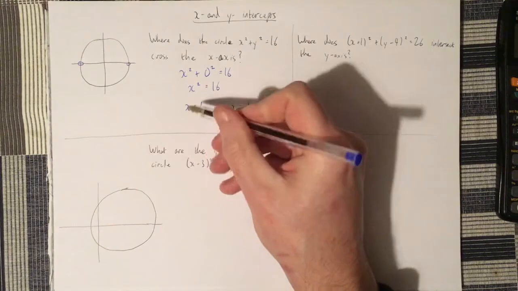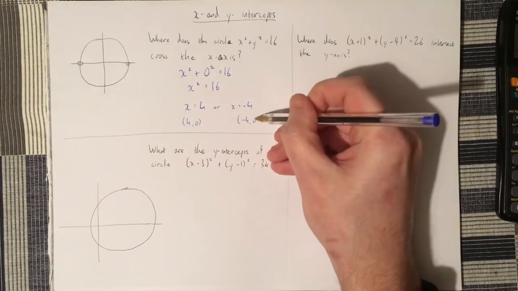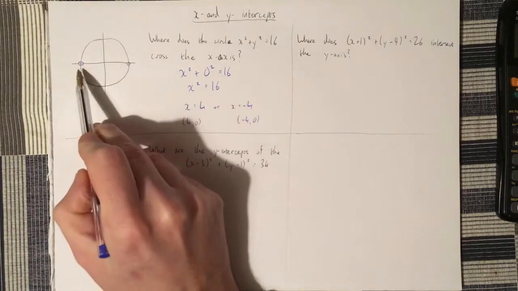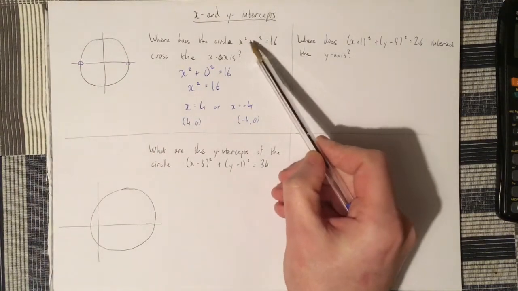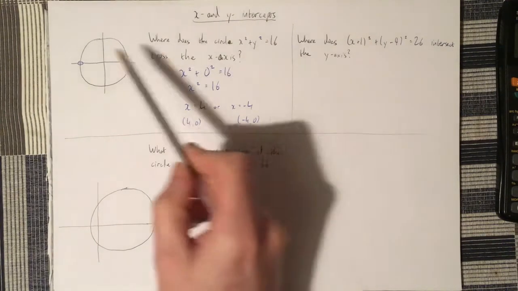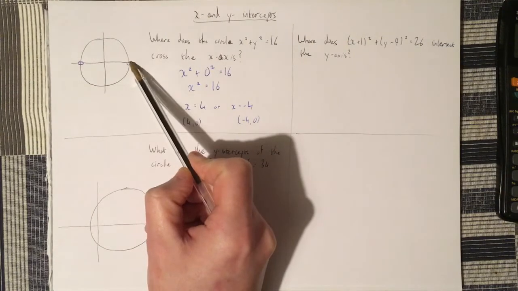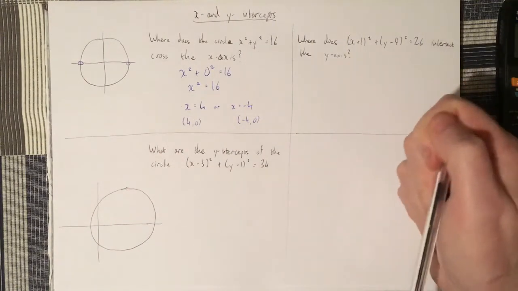So the actual points then are 4, 0 and minus 4, 0. That's 4, 0, and that's minus 4, 0. We also could have got that by going from the center 0, 0. The radius squared is 16, so the radius is 4. So 4 directly out gets me to 4, 0, and 4 directly out this side gets me to minus 4, 0. But we can also do it this way as well.